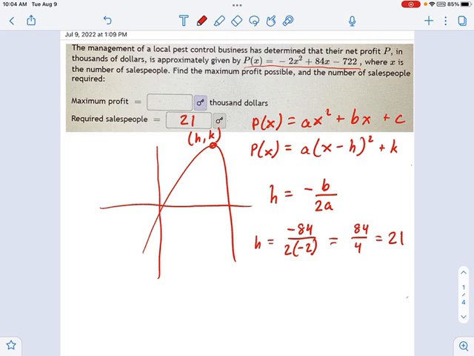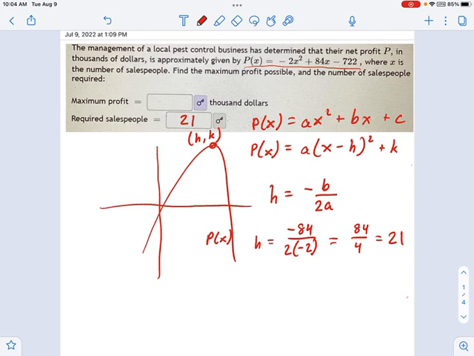Fewer than 21 salespeople, and there's not enough guys to cover the whole block. More than 21 salespeople, and they're just standing around talking to each other because they're bored. So this is the optimal number. Now, how about the y value of that vertex? Well, you might think you have to go into completing the square here, but I'm going to just point out something very convenient about the way functions work.